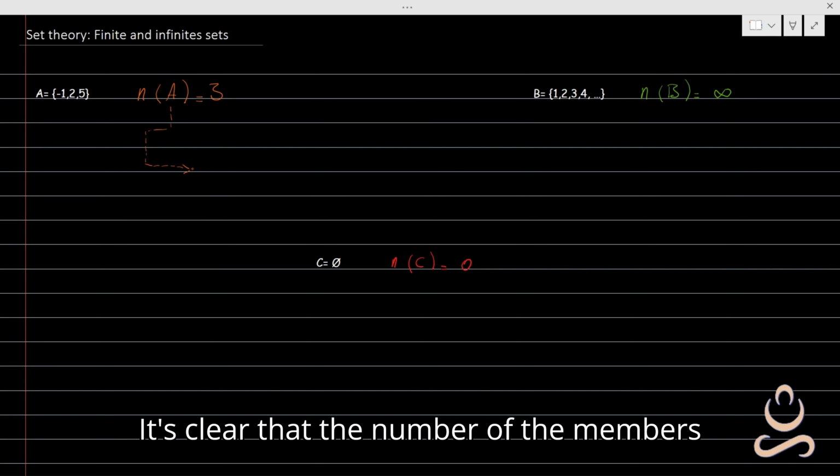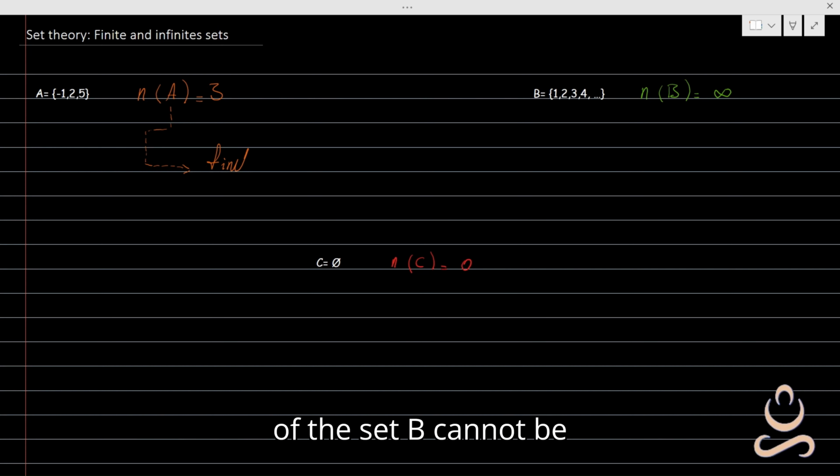It's clear that the number of the members of the set B cannot be expressed by a whole number. It's an example of an infinite set.